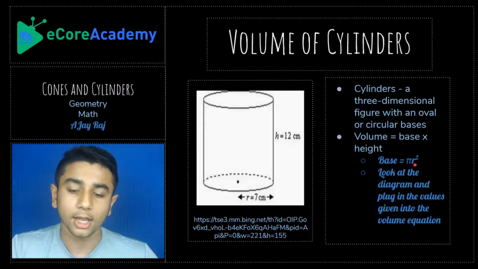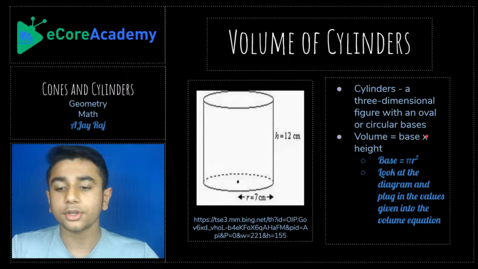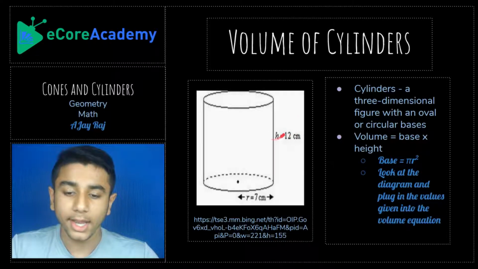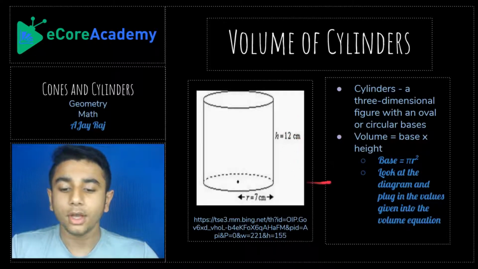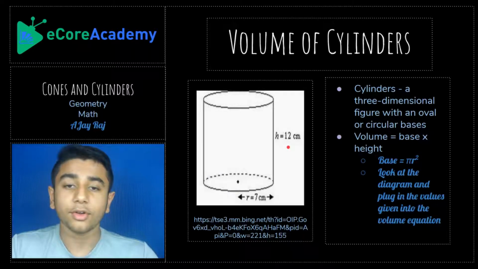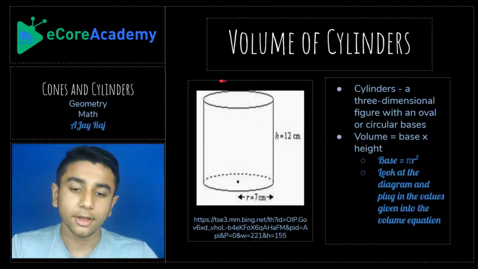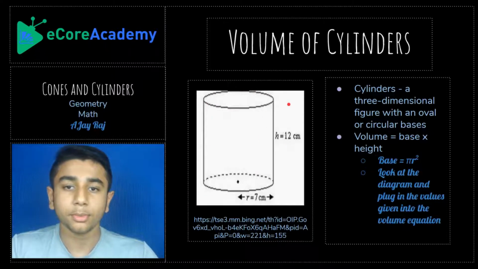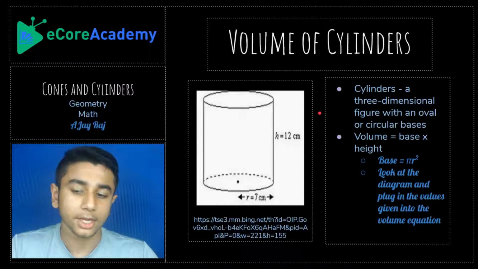Next, you multiply it by your height, which is 12 centimeters here, indicated by h. 12 times our base area of 49 pi is 588 pi. So that's the exact volume of the cylinder. If not, you can substitute 3.14 and multiply that by 588.